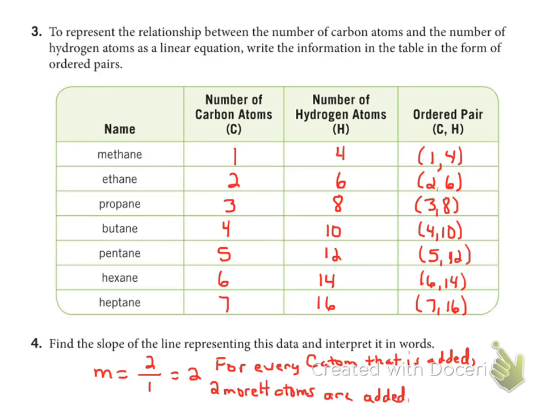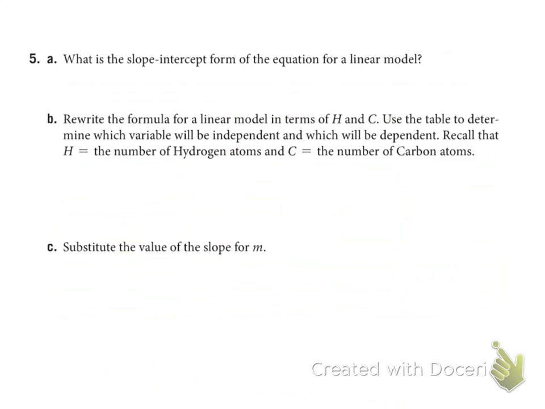5A. What is the slope-intercept form of the equation for a linear model? We talked about this formula earlier. Do you remember what it is? Isn't it 3 over 4? No, 3 over 4. Oh. Slope-intercept form.